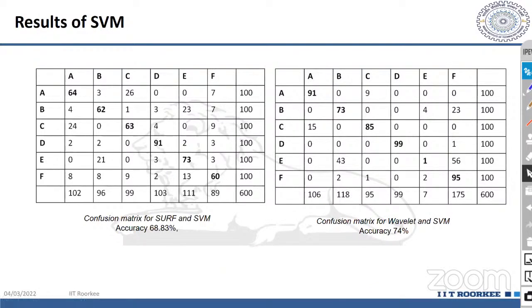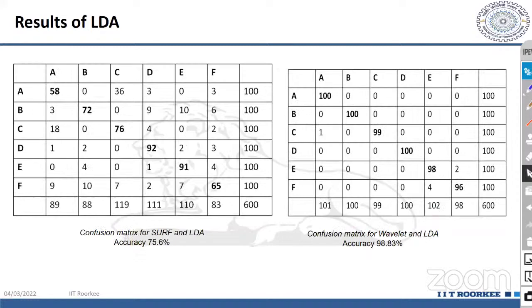For example, if I use the combination of SURF and SVM, I may start with 68.83%. I have taken only A to F, not all 26, just for display purposes. You are getting only 68.8%, so you try to improve. You use wavelet for feature extraction and LDA for classification, and you are getting 100%.